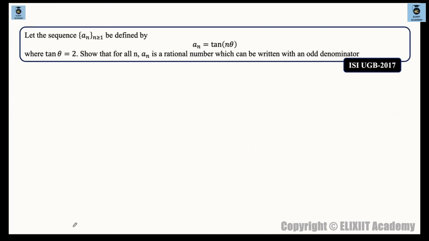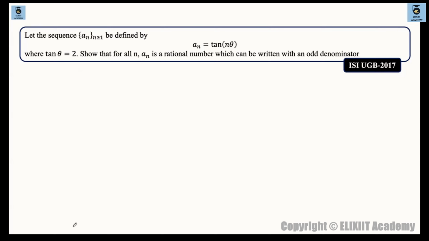Then next question, once again let us solve this question. Next question is from UGB 2017. Question says the sequence an is given. An is tan of n theta, tan theta is 2. We have to show that for all n, an is a rational number which can be written with an odd denominator. This is a very easy question, and now you can see that every year or every alternative year you are getting questions from induction. So induction, principle of mathematical induction is a very important chapter, and you are bound to get one question at least every year. You will definitely get one question from induction, mostly from sequences.